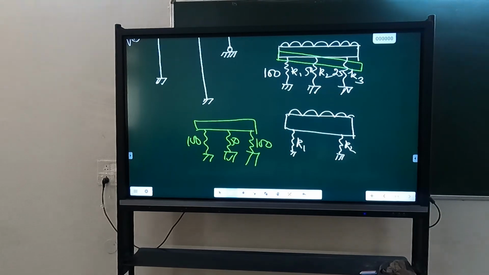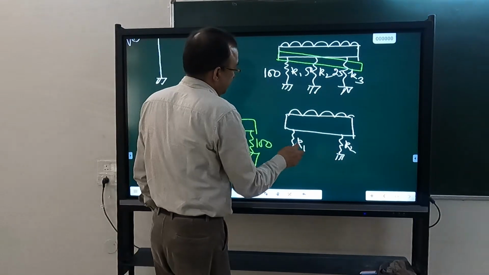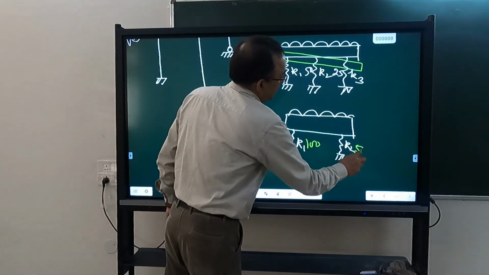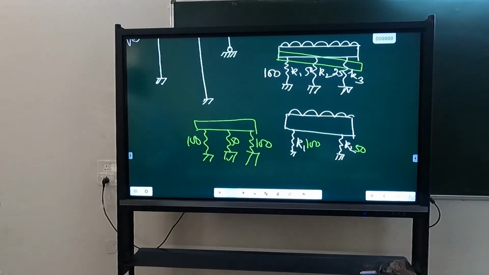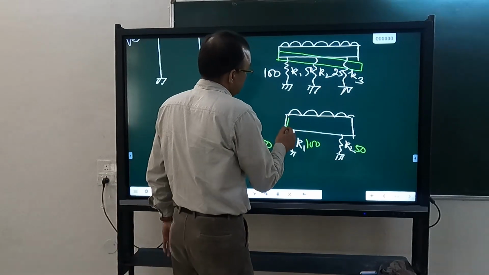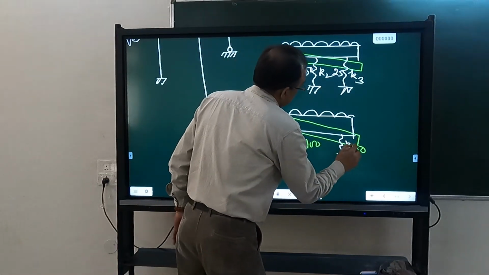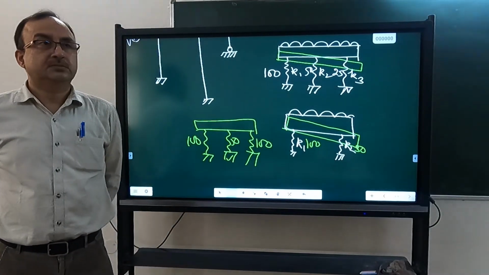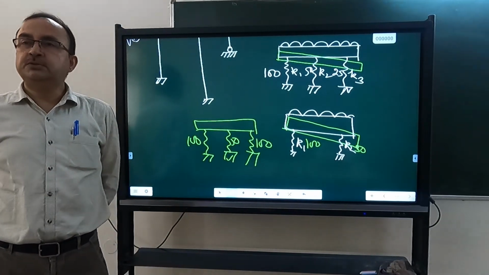Are you getting this simple idea? All of you have done that. What will happen in this case? Suppose this is 100 and this is 50 kN per meter. What is going to happen here? Again, this will deform. What will happen to the force?